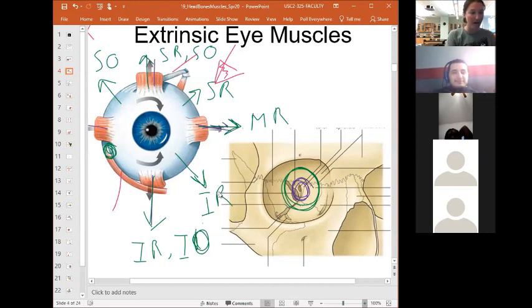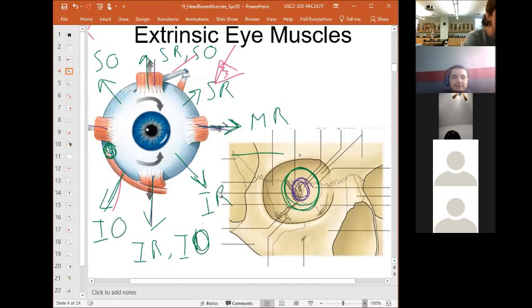Okay, all right, two more directions. All right, if you are looking with the right eye down and to the right, so down and laterally, you are using your inferior oblique. And finally, if you're looking directly to the right, you are using your lateral rectus. Is that good? Any questions?